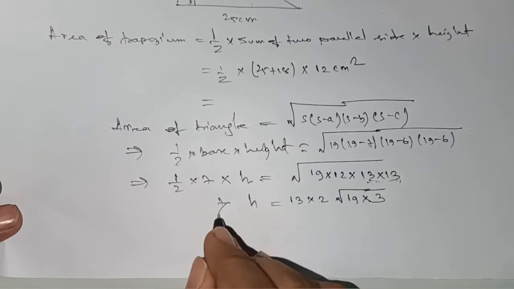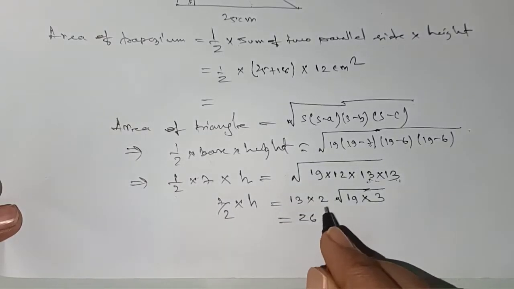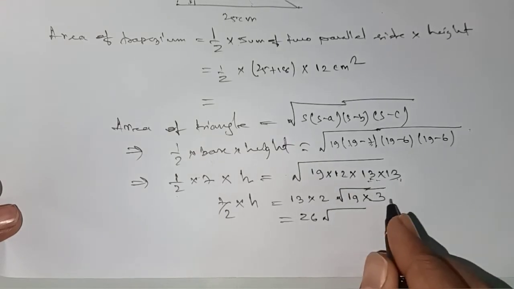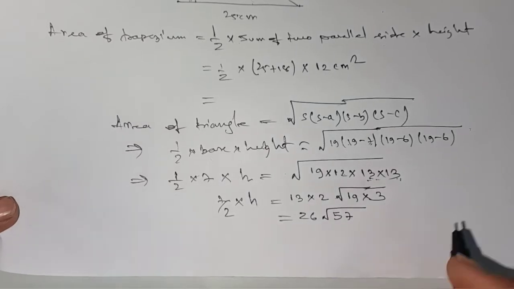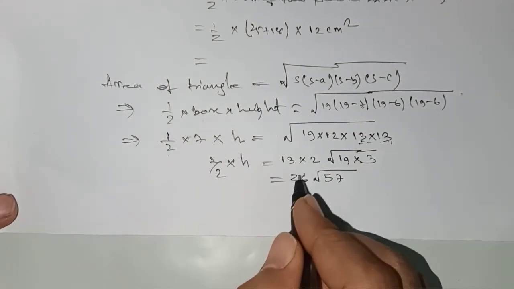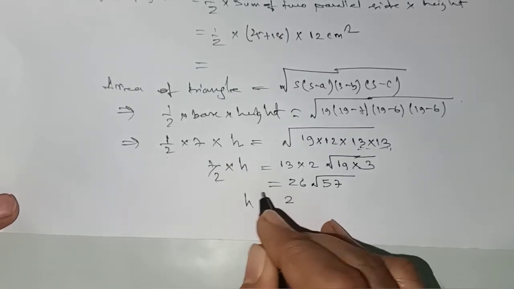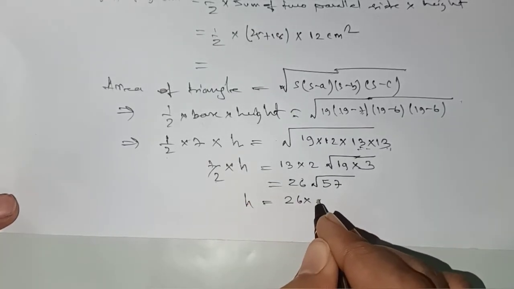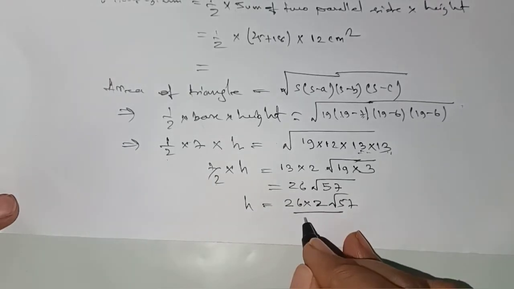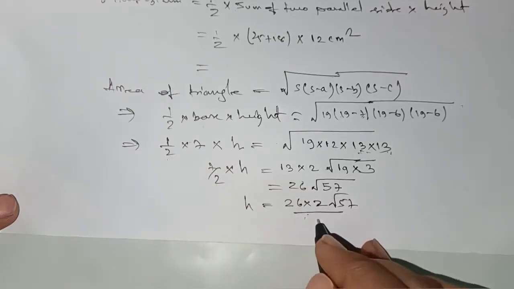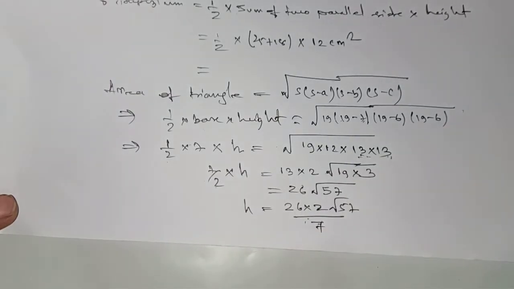First we'll keep it here, 7 by 2. So we'll get here 26 and root over 57. So this 2 will go up and 7 will come here. h will be 26 into 2 root over 57 by this 7 will come down. Here we get 7. So this is your height.